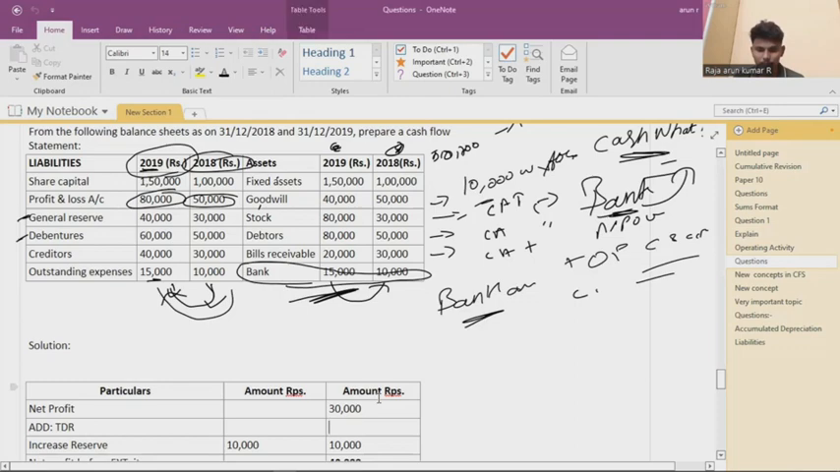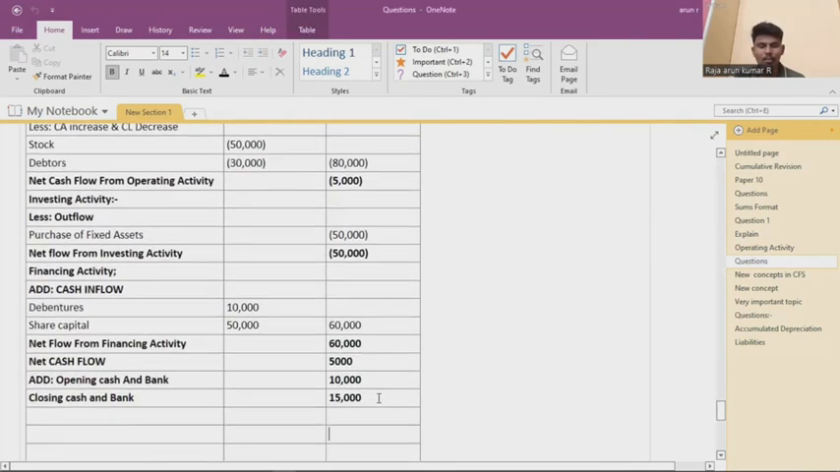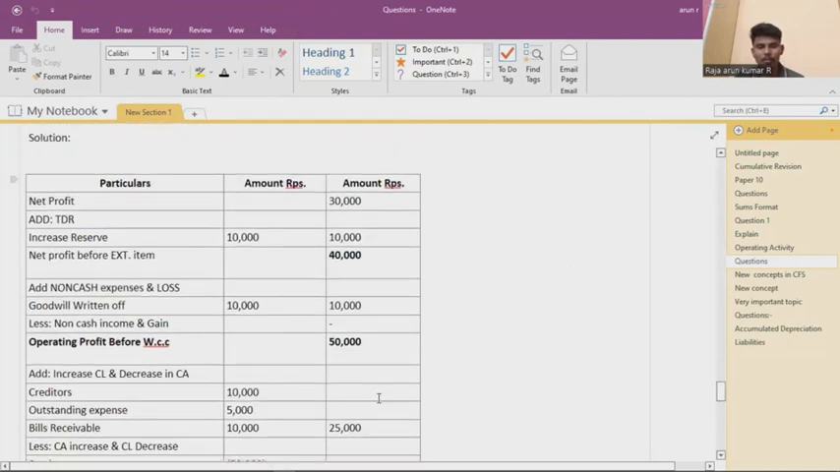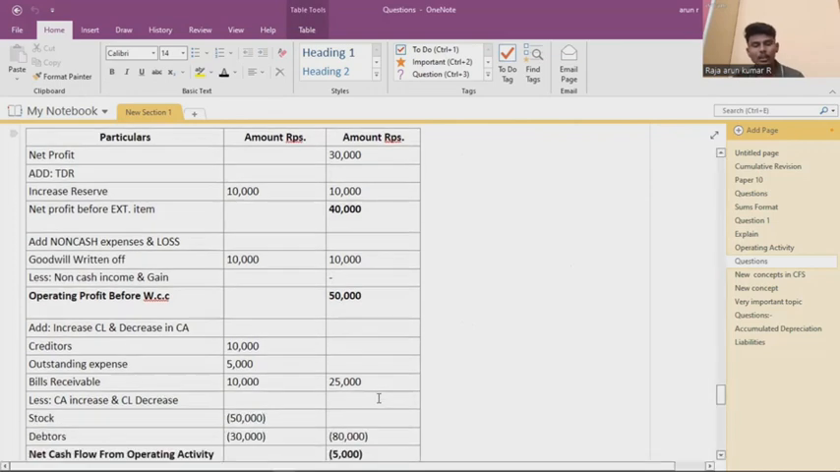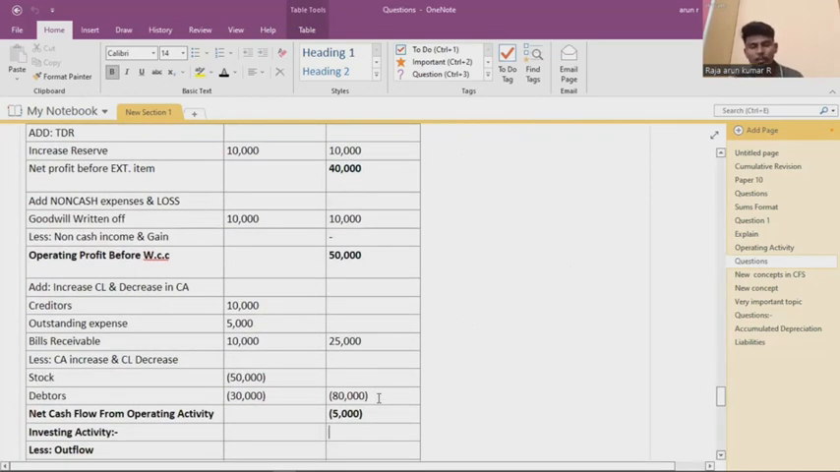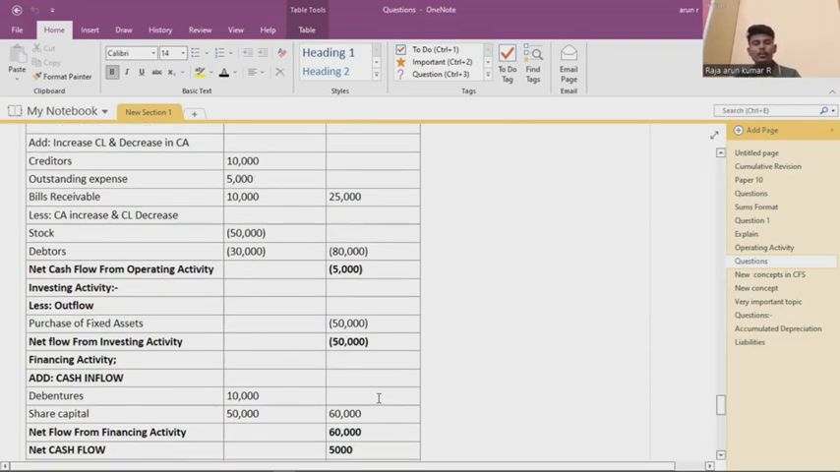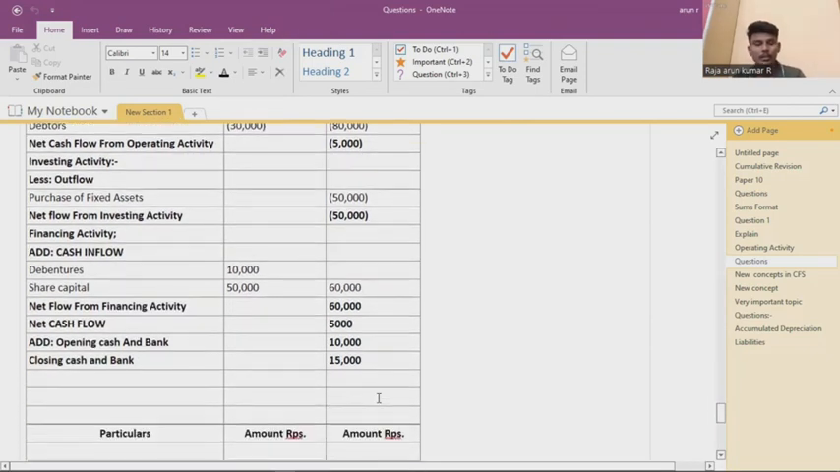Like that, you must format the cash flow statement. First you put the net profit, transfer to reserve, increase in reserve, non-cash expenses and losses like goodwill, then operating profit before working capital changes, and net cash flow from operating activity. Then we find the net cash flow from operating activity. In investing activity there are two steps, inflow and outflow, and the difference of inflow and outflow gives the net flow from investing activity. The same applies to financing activity: cash inflow and outflow.